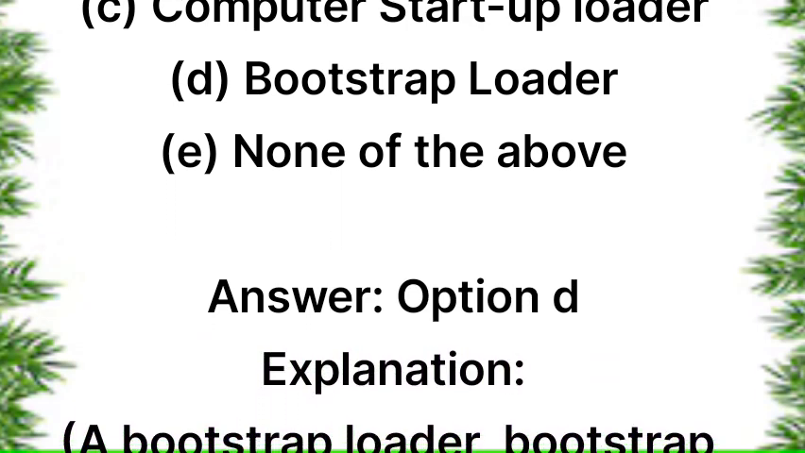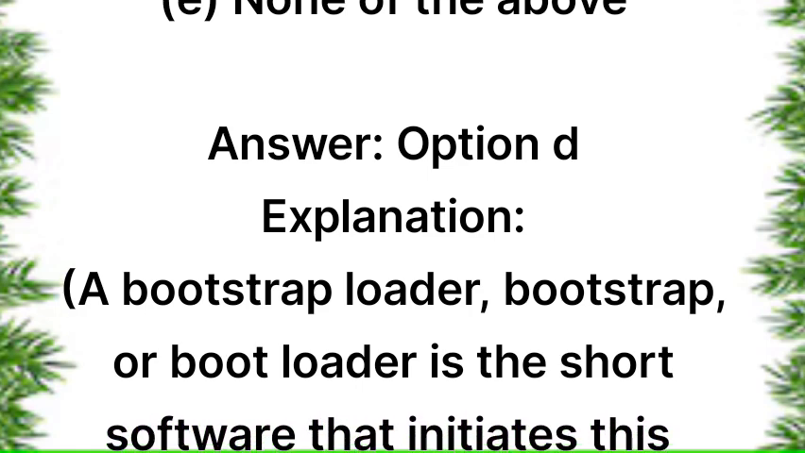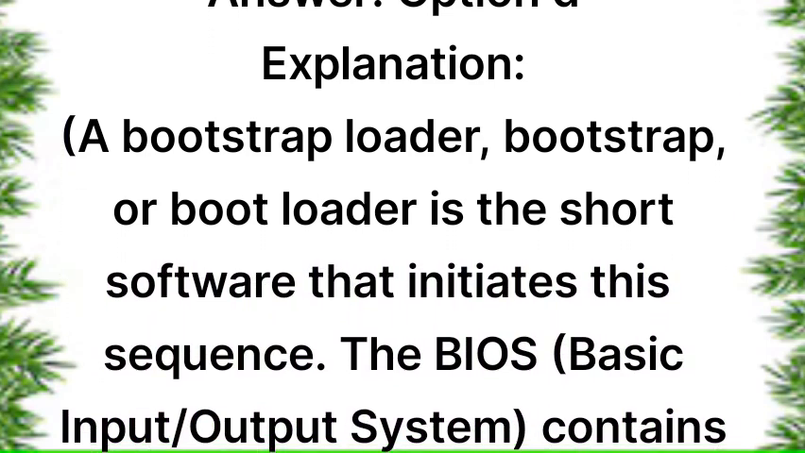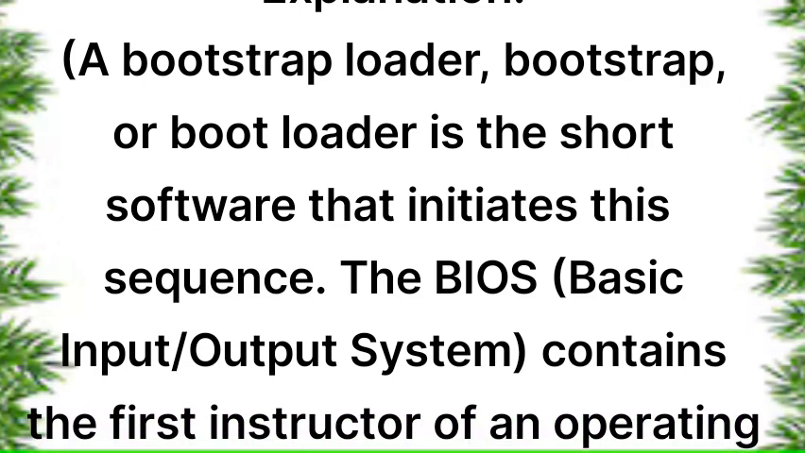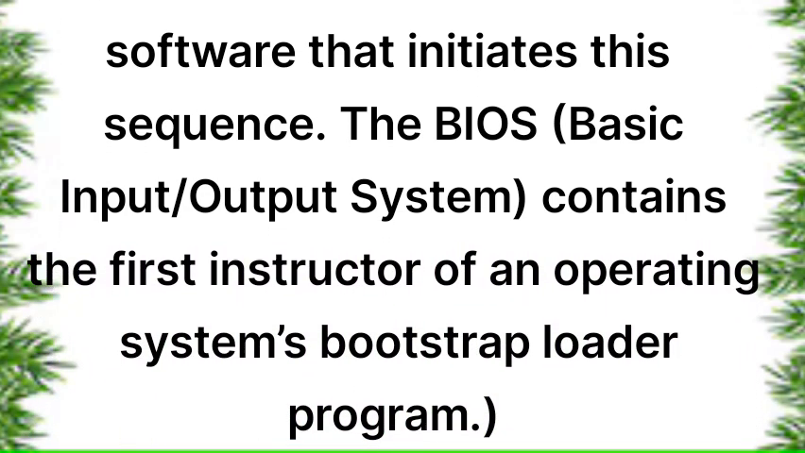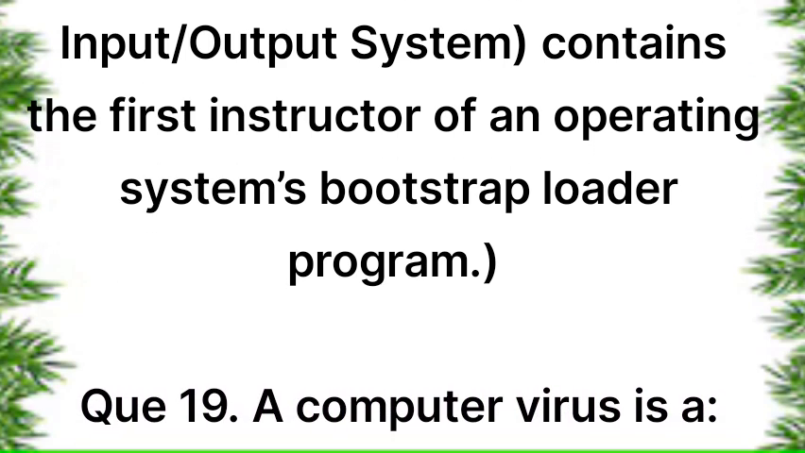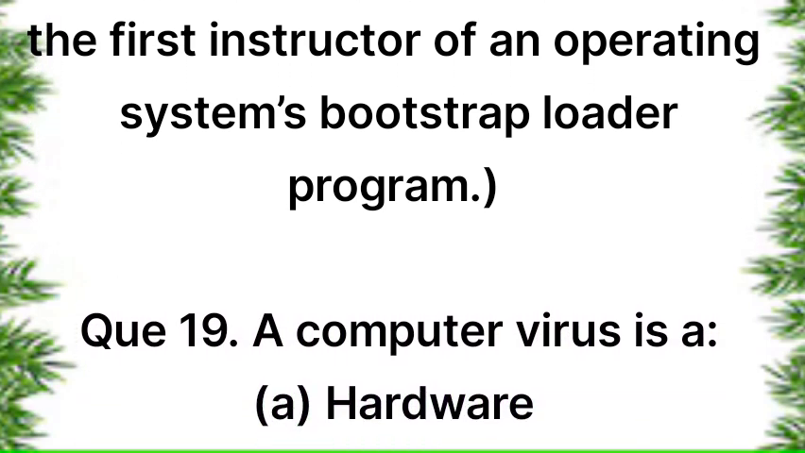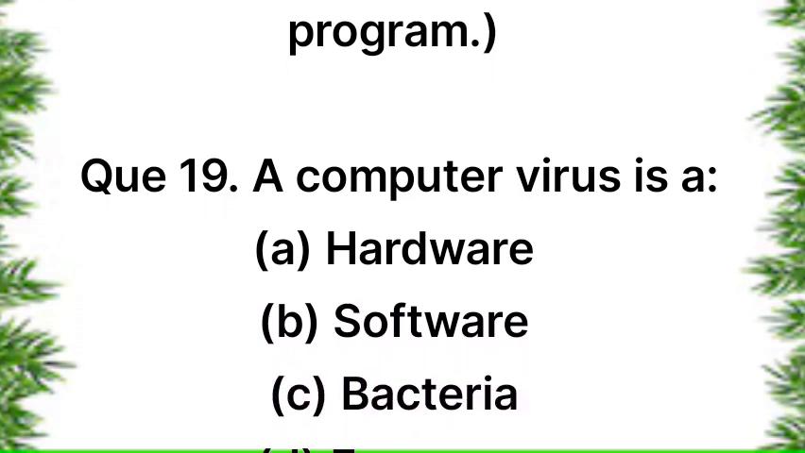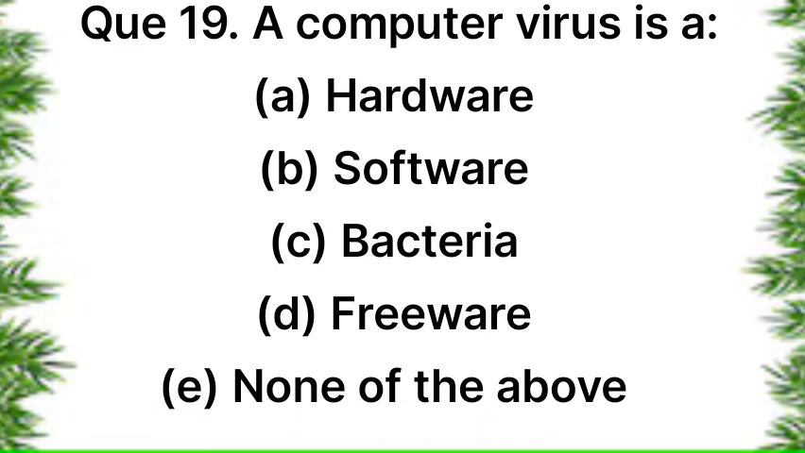Q19. A computer virus is A. Hardware, B. Software, C. Bacteria, D. Freeware, E. None of the above. Answer, option B. Explanation. A computer virus is software which is designed to detect, prevent and remove malware infections on individual computing devices, networks, and IT systems.